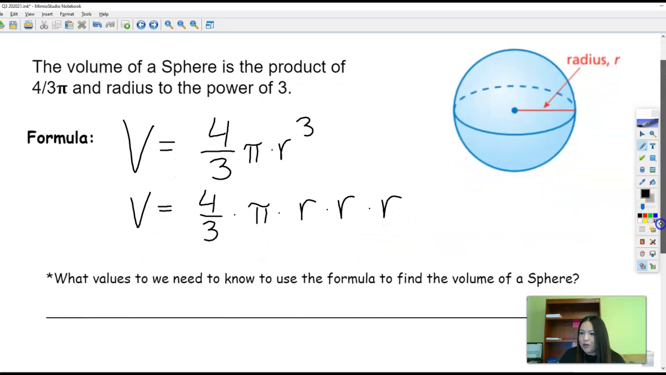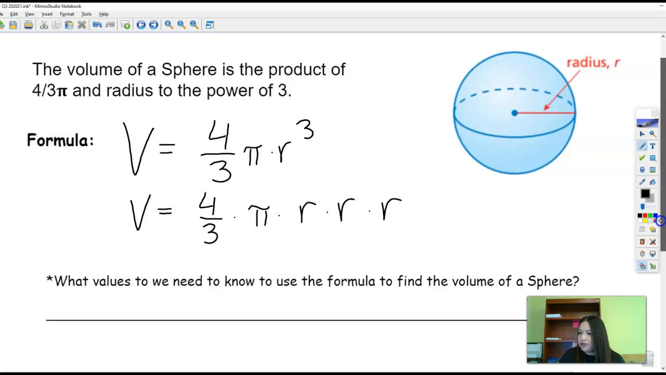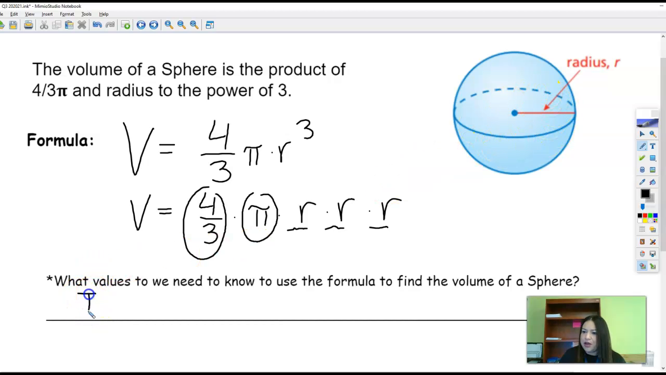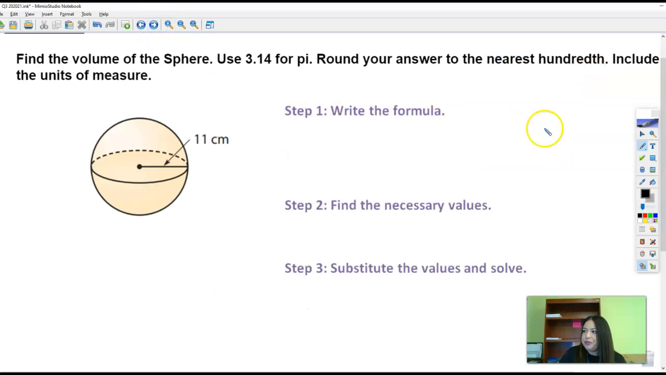So what values do we need to know to use the formula? The only value that I need to know is the radius, because obviously 4/3 is just a number, and pi is also just a number. So I need to figure out in the picture where the radius is. The radius is from the center touching the edge of the sphere right there. Let's go ahead and practice.